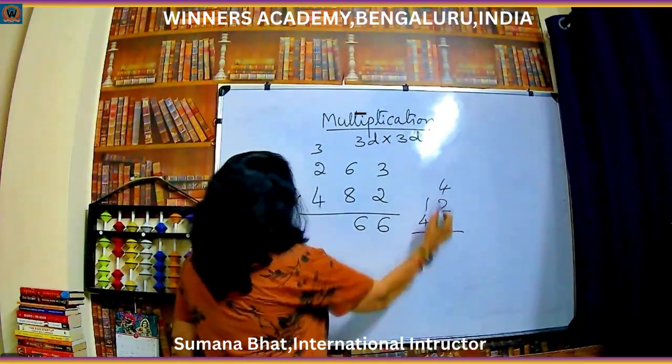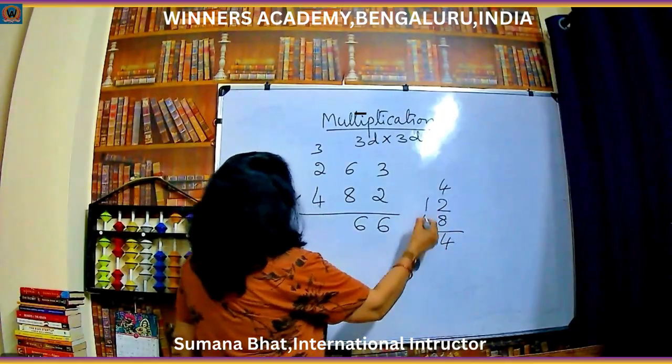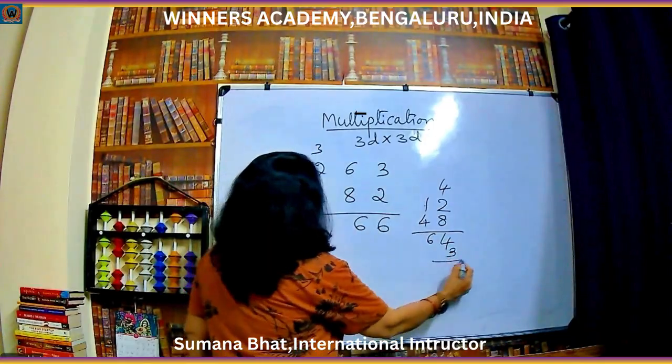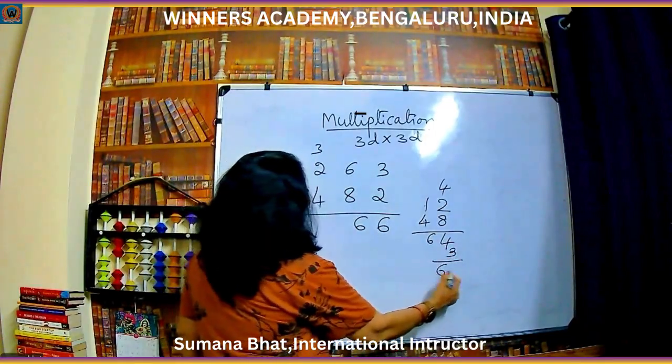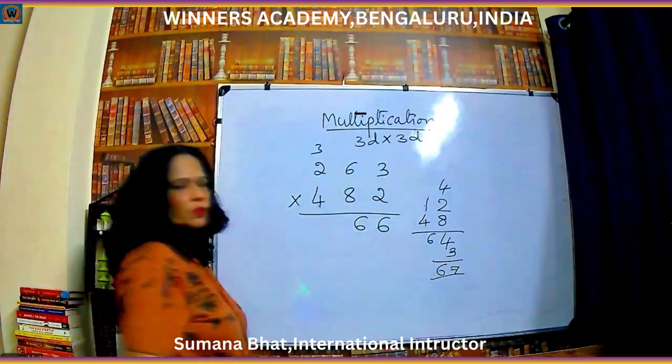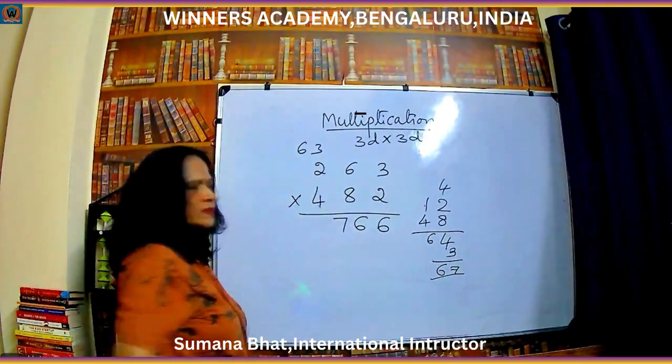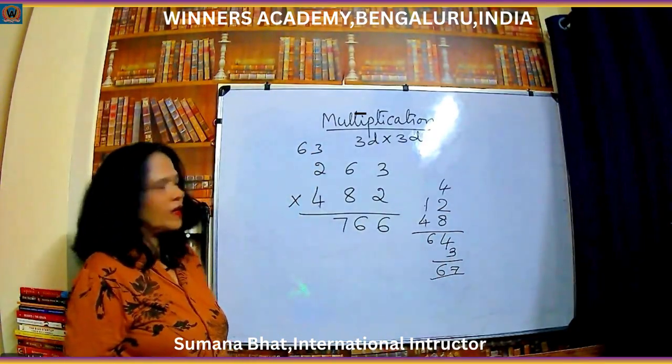So 8 plus 2, 10, 10 plus 4, 14, 4 and 1 carry, 5 plus 1, 6. Plus we have 3 carry. So it will be 67. What we should do? Write 7 here. 6 you take as carry.